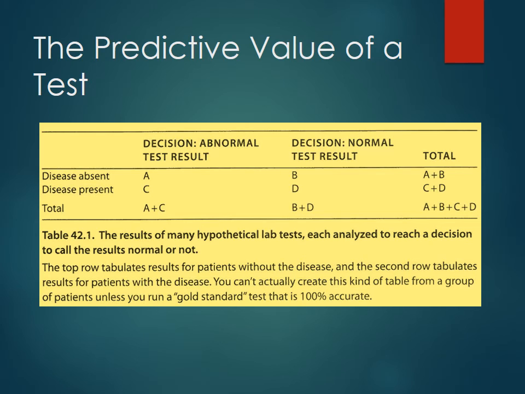Essentially, when we're doing these tests and looking for positive and negative predictive values, you're just looking at whether or not the disease state is present. Then you can look at the decision of the test, whether it came back as abnormal or as a normal test result. And again, doing the math here, you can figure out how sensitive and how specific your test is going to be.